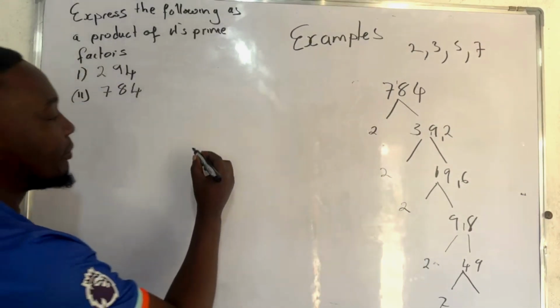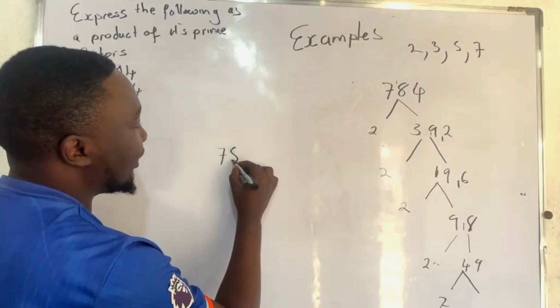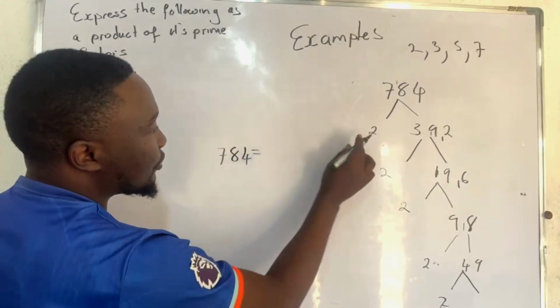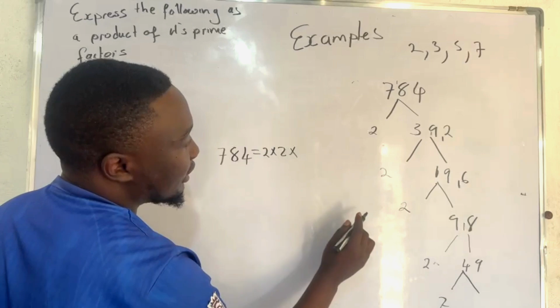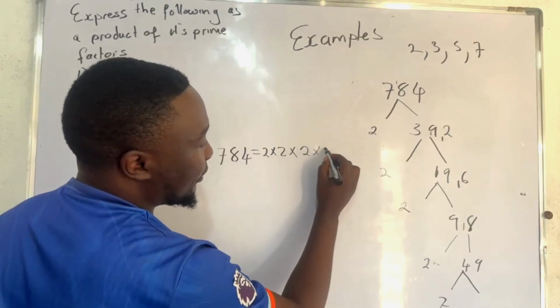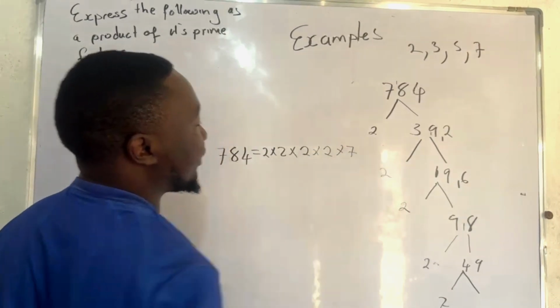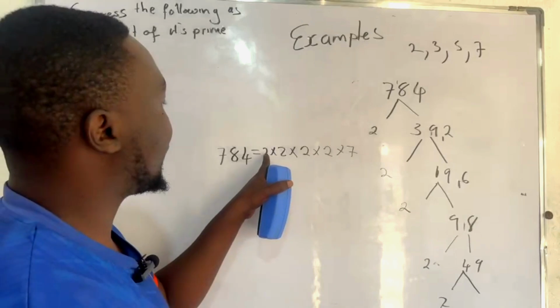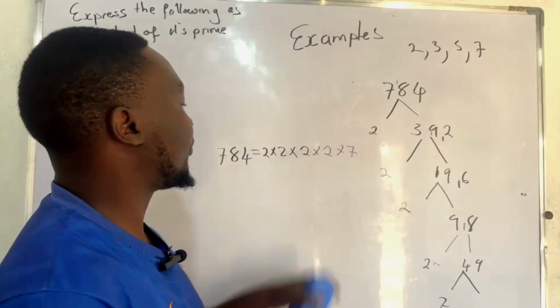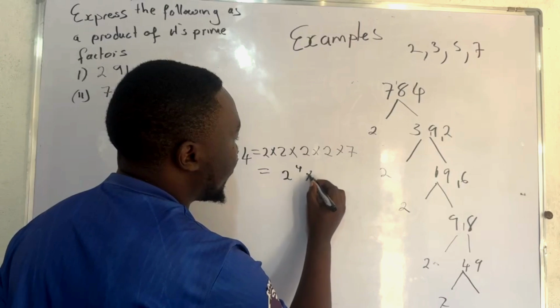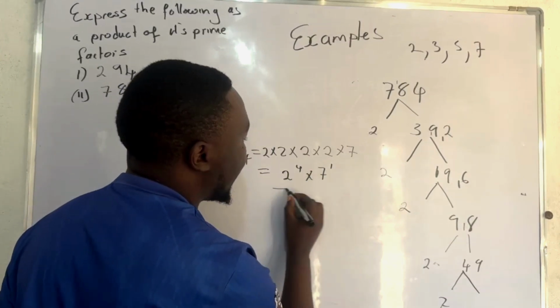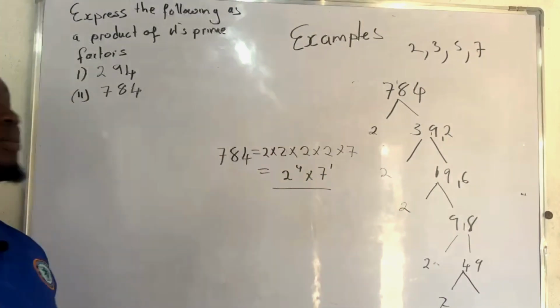So we write our number, 784 is equal to 2 multiplied by 2 multiplied by 2 multiplied by 2 multiplied by 7 multiplied by 7. So how many 2s do we have? 1, 2, 3, 4. So we're going to have 2 to the power 4 multiplied by 7 to the power 2. This is the product of its prime factors.